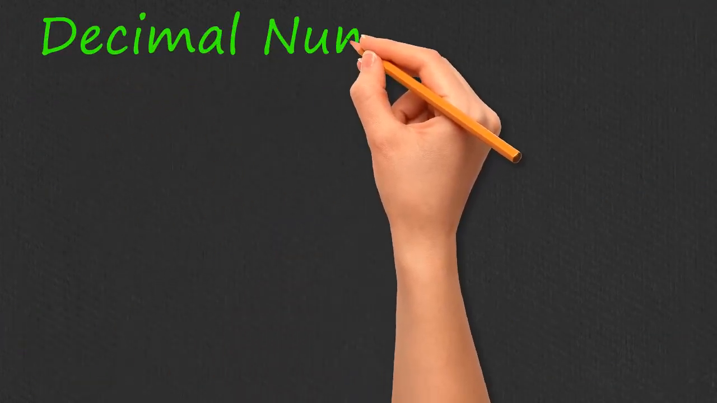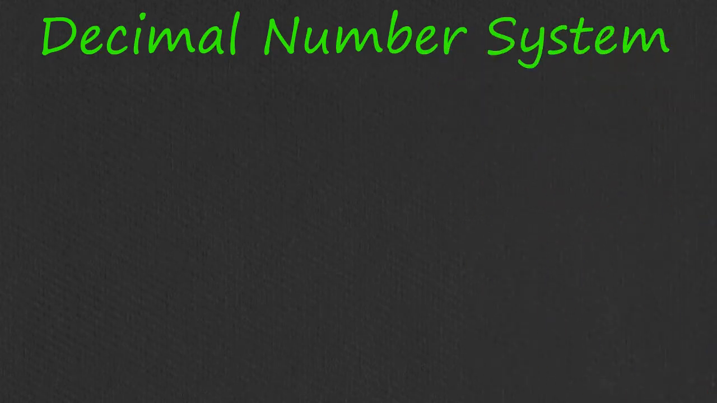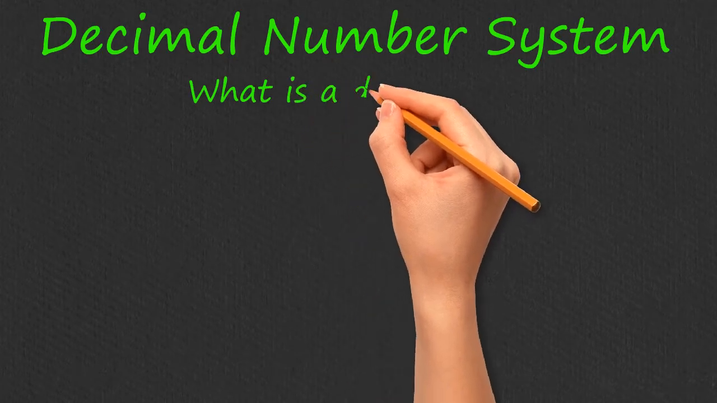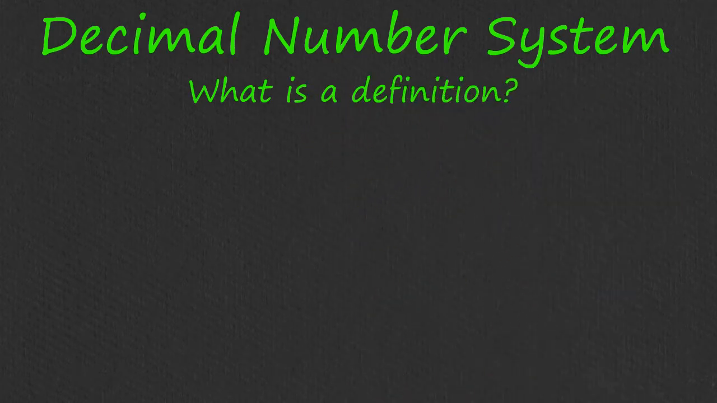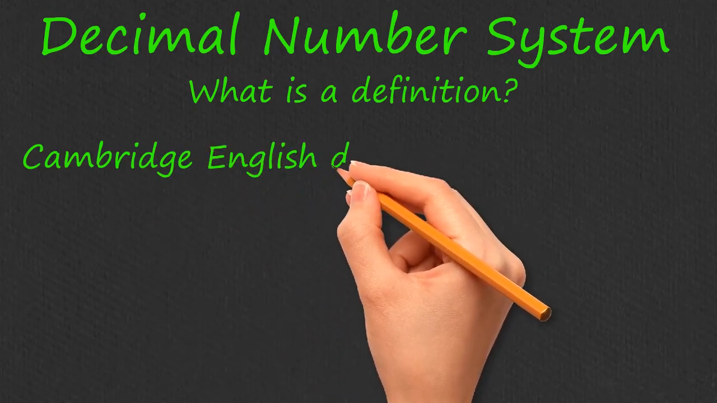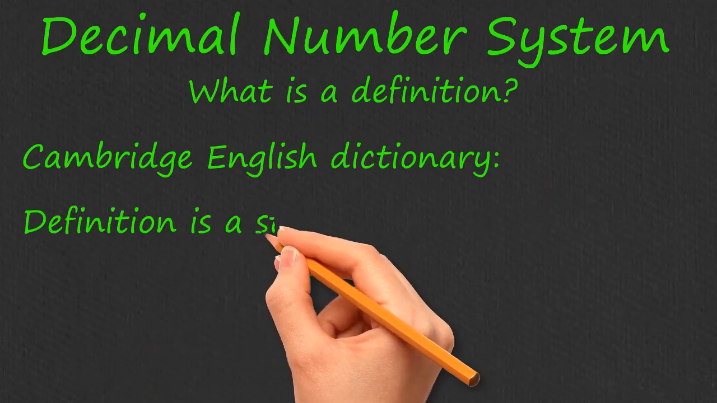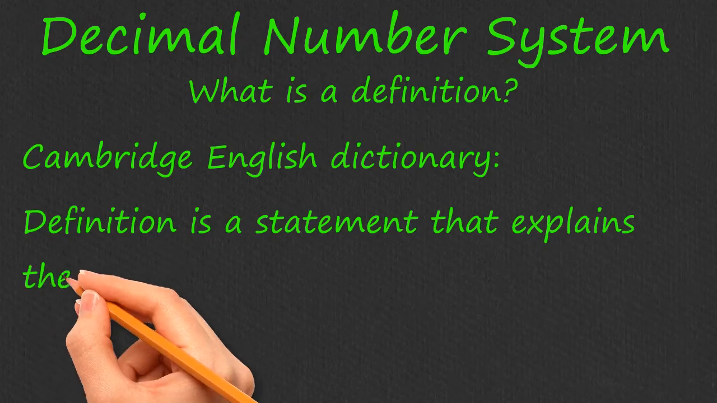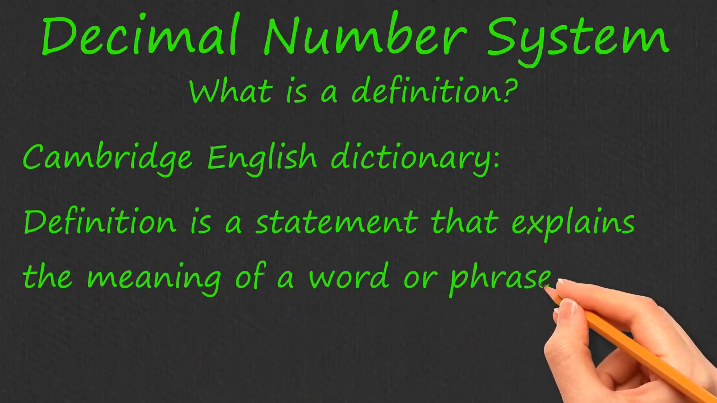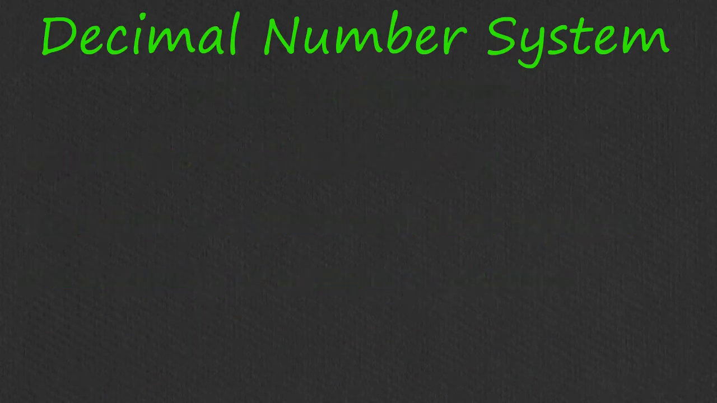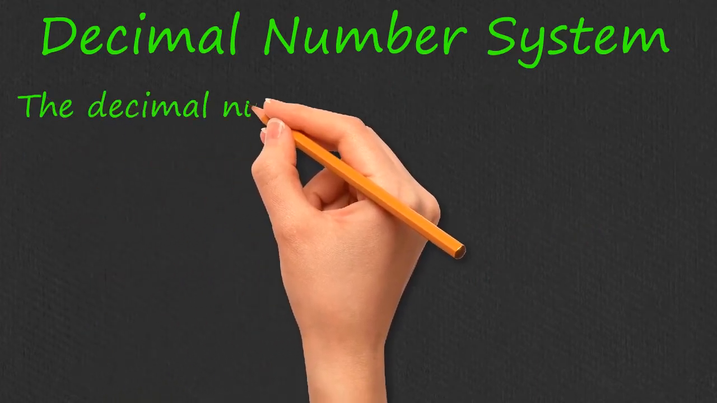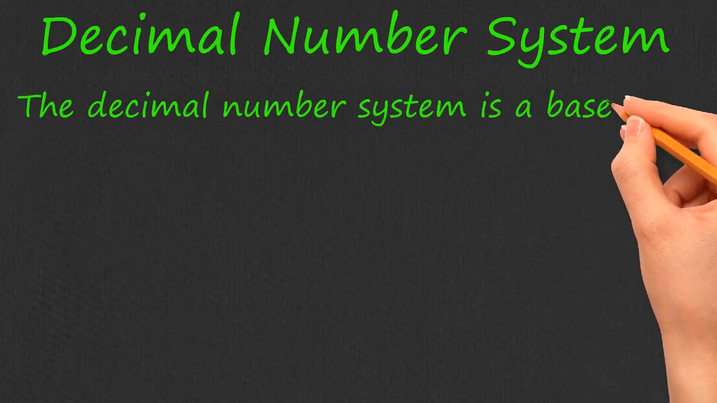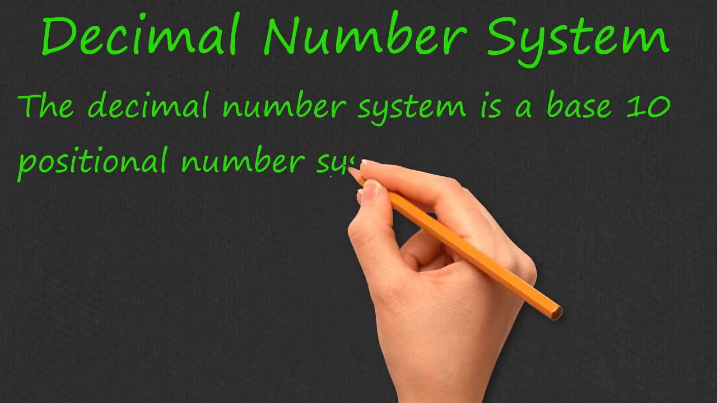As I mentioned a minute ago, I would like us to discuss the definition of the decimal number system, but as I will be using definitions quite often in my videos, I would like to start by making sure everyone knows what a definition is. According to the Cambridge English Dictionary, a definition is a statement that explains the meaning of a word or phrase. So armed with this knowledge, here is the definition of the decimal number system. The decimal number system is a base 10 positional number system.